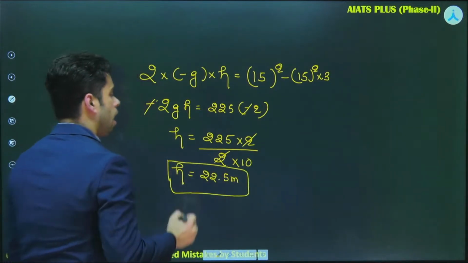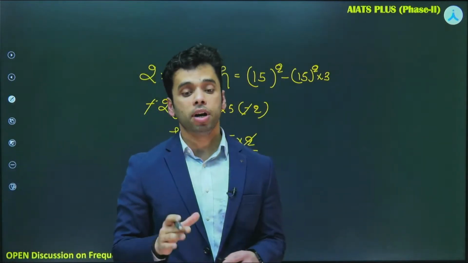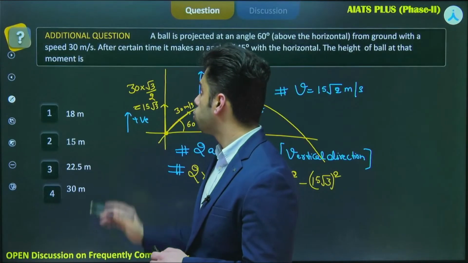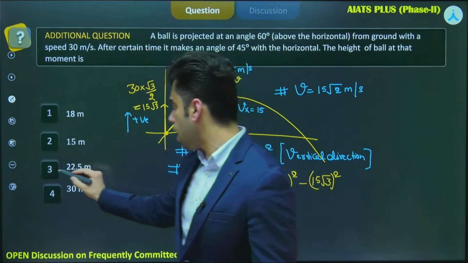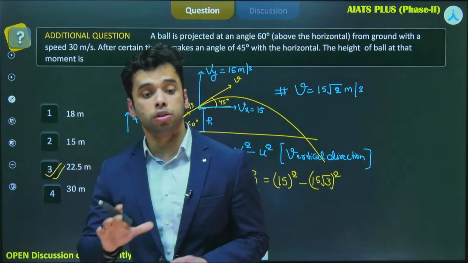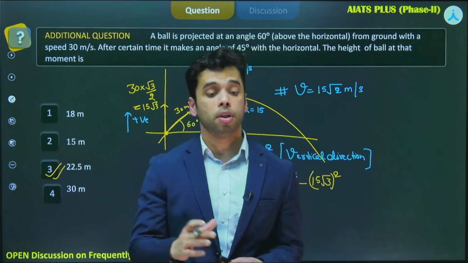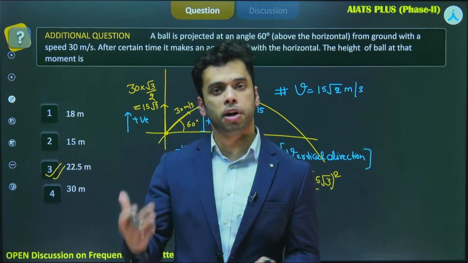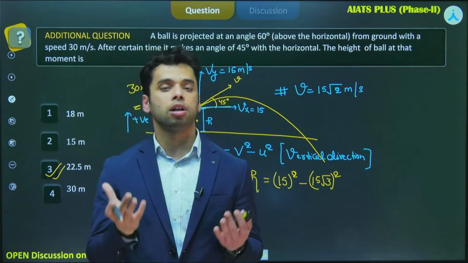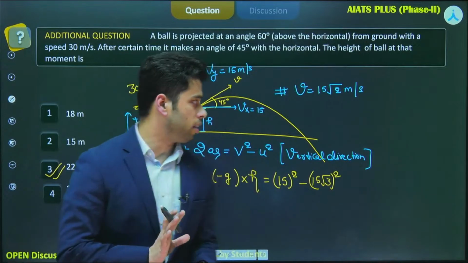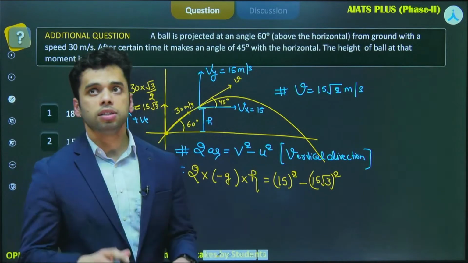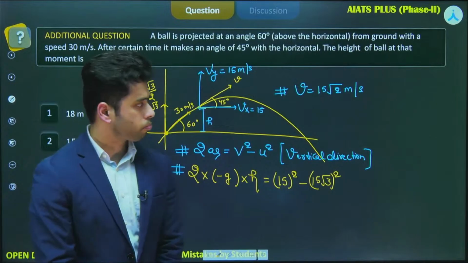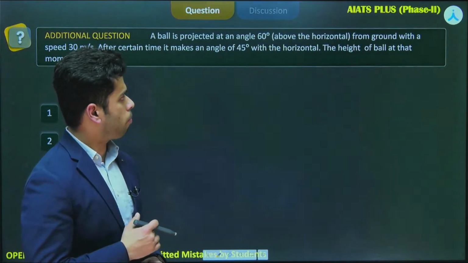So this is the height of ball at that very moment when it was making an angle of 45 degree with the horizontal, and the correct answer to this problem is option 3, that is 22.5 meter. Yes, very well, if you have got the answer. It was a slightly difficult problem as compared to the previous one, but since you are clear with the concepts, you can easily find the answer. So dear students, I hope this problem was clear to you. Now let's move forward to another problem.